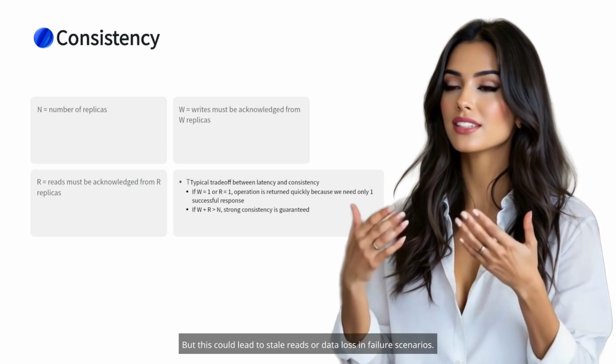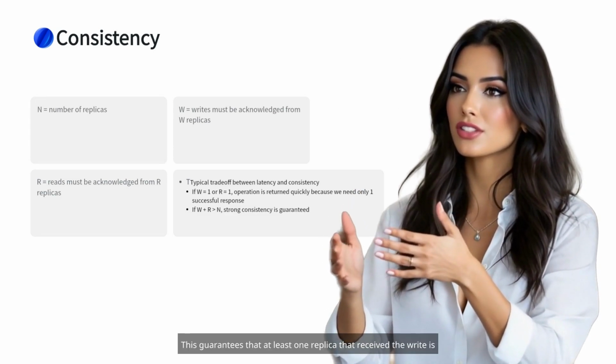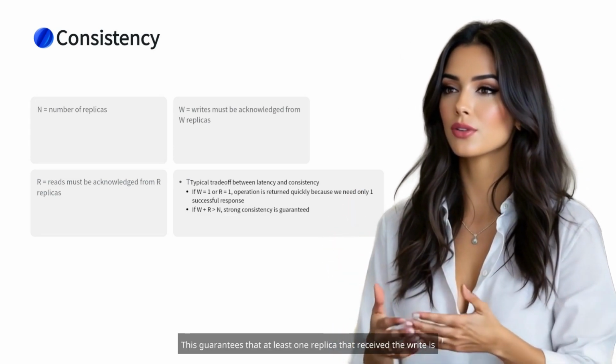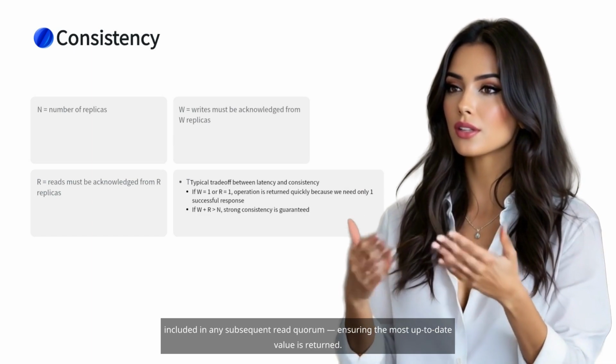If we want strong consistency, we make sure that W + R > N. This guarantees that at least one replica that received the write is included in any subsequent read quorum, ensuring the most up-to-date value is returned.